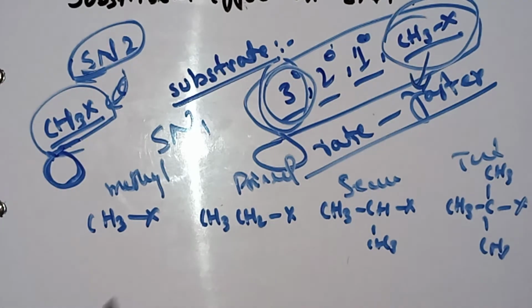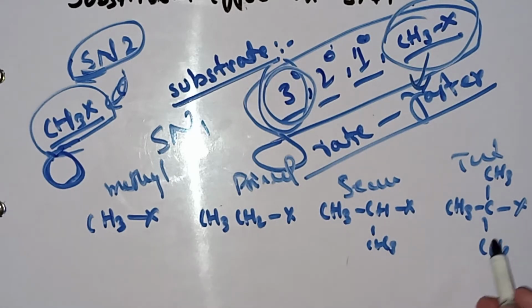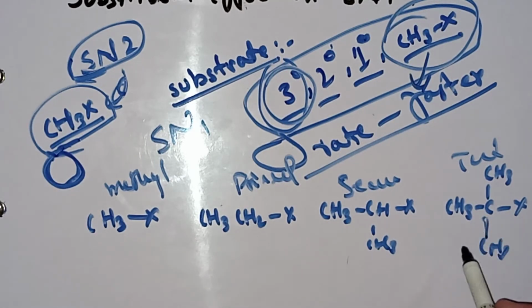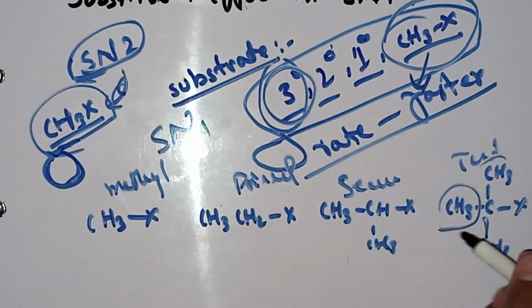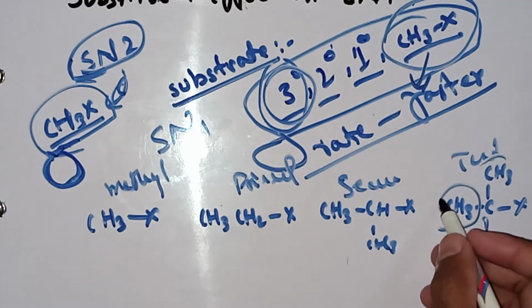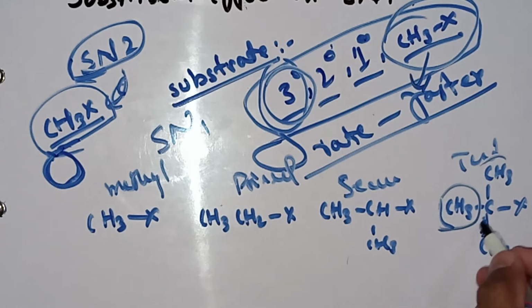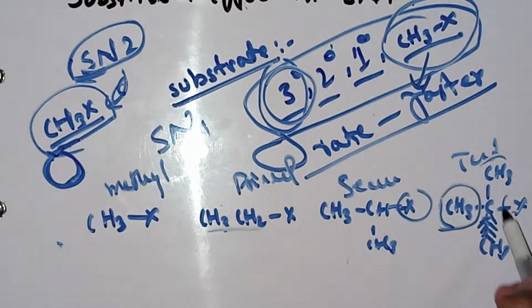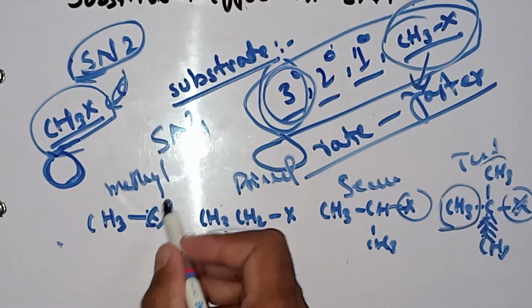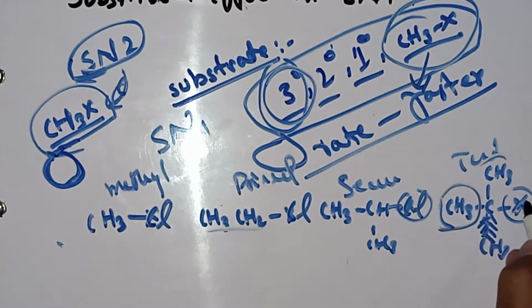So in which case will the rate of the reaction be higher? When there are 3 alkyl groups attached to the alpha carbon, all the alkyl groups are electron donating groups. In all these cases X is the leaving group. Let's suppose X is similar in all cases, that is Cl.